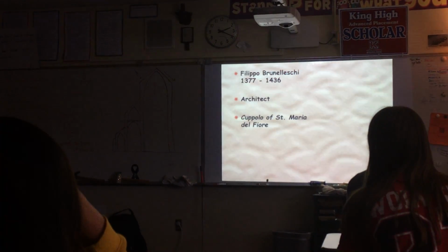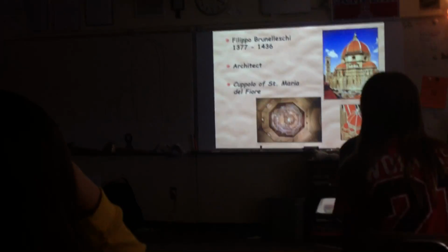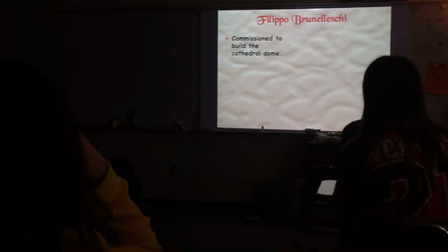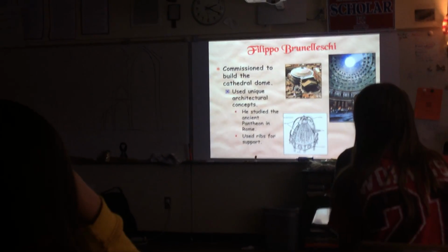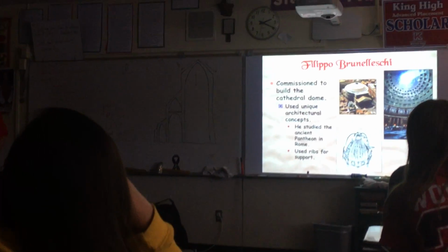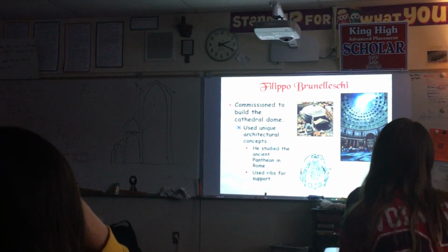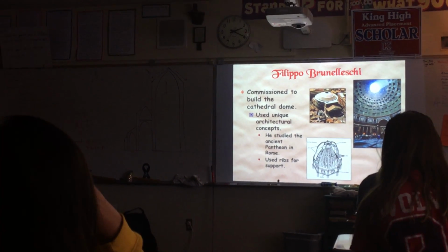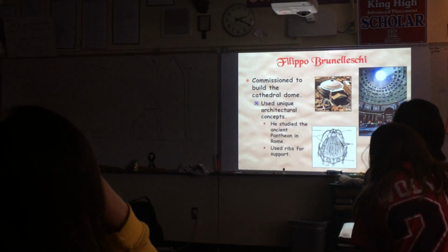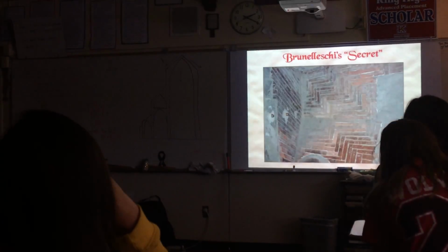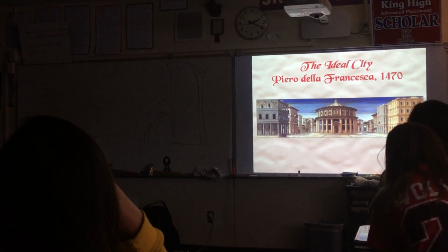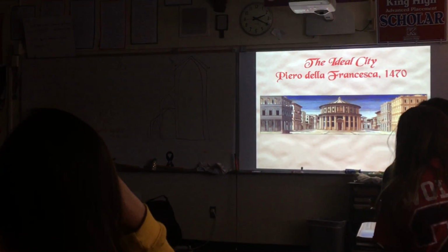We don't really need to spend much time at all dealing with Florence. Remember Brunelleschi, commissioned to build the Cathedral Dome. He copies the ancient Roman Pantheon, and so by copying the ancient Roman Pantheon, by going back to ancient learning, this is a great example again of humanism. Okay, The Ideal City by Francesca.